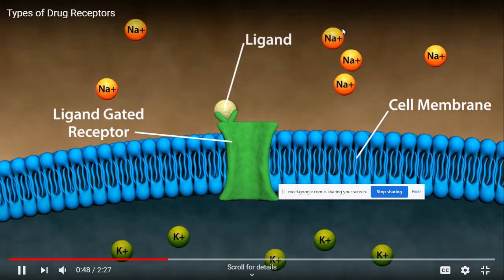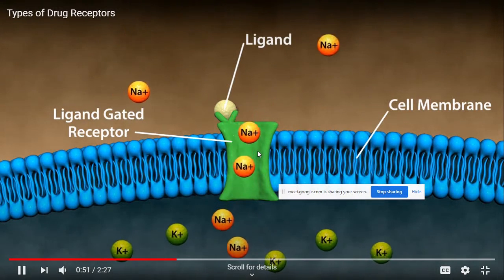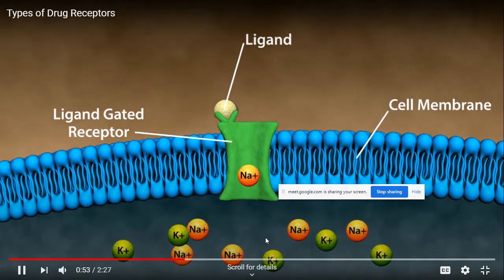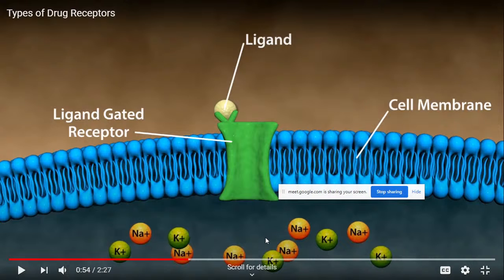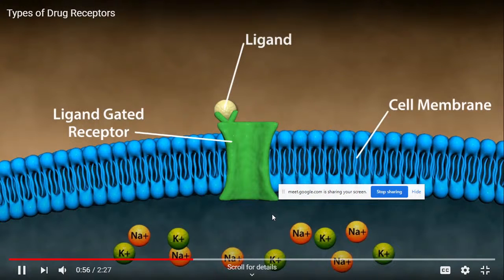For example, if acetylcholine is binding to a nicotinic receptor, sodium channel is opened and sodium enters the cell. Once sodium enters the cell, there is an increase in the positive charge inside the cell. An electrochemical gradient is created, resulting in depolarization. That means there is an increase in the excitability of the cell. So in this way, when drugs combine with ligand-gated receptors, or ligand-gated ion channels, they produce the response.